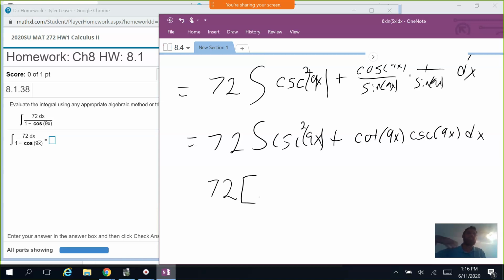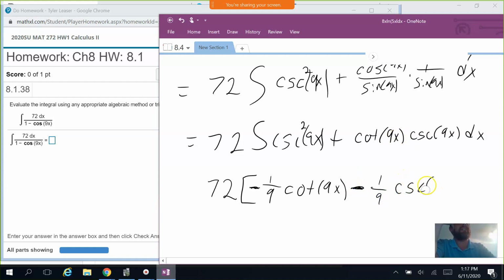If you're ever unsure, just check back to the integration table. The antiderivative of cosecant squared 9x: the first thing we need to worry about is the 9 on the inside. That's going to come out as a 1/9. Then the antiderivative of cosecant squared is negative cotangent. So that's the antiderivative of cosecant squared. Then we need to do the antiderivative of cotangent 9x cosecant 9x. Again, a 1/9 is going to come out, and that has antiderivative cosecant.